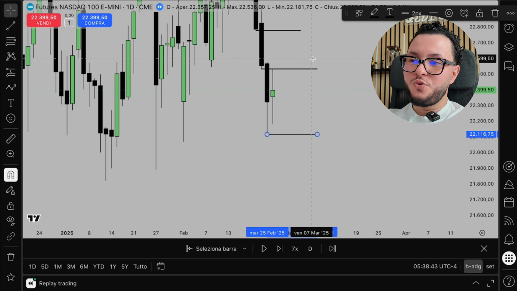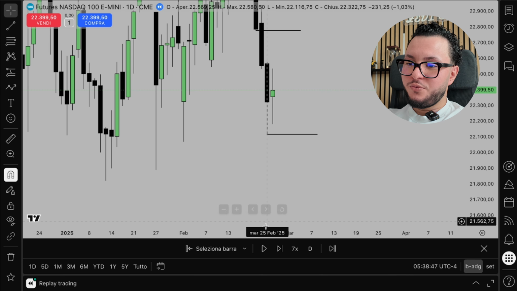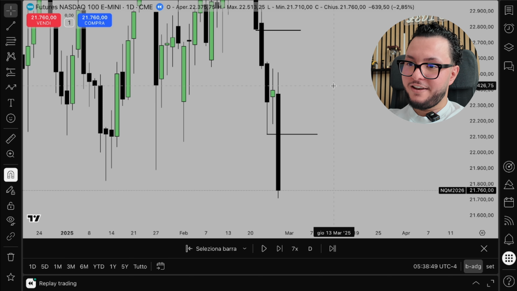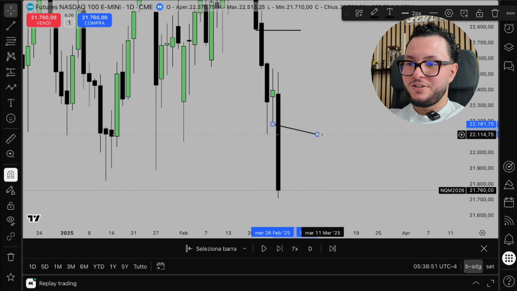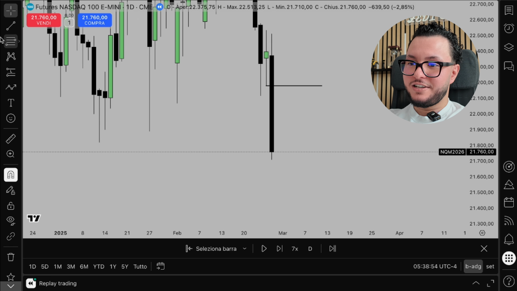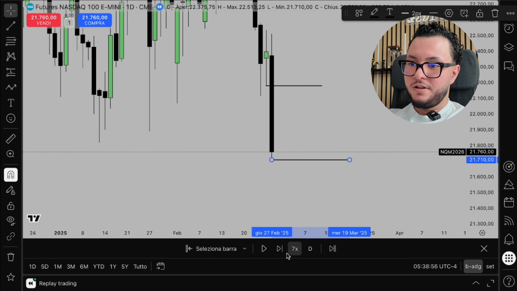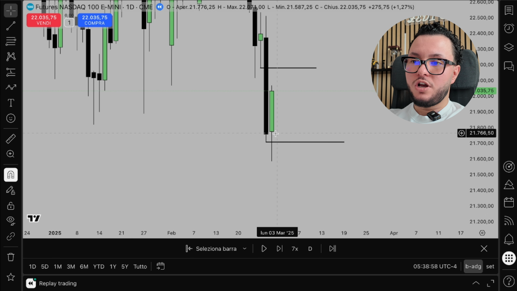Okay, so now we need to wait because we have another consolidation candle. So we need to wait to see which side of the market, again, below. So the next target is going to be this sell side. Perfect, and we have a close above.